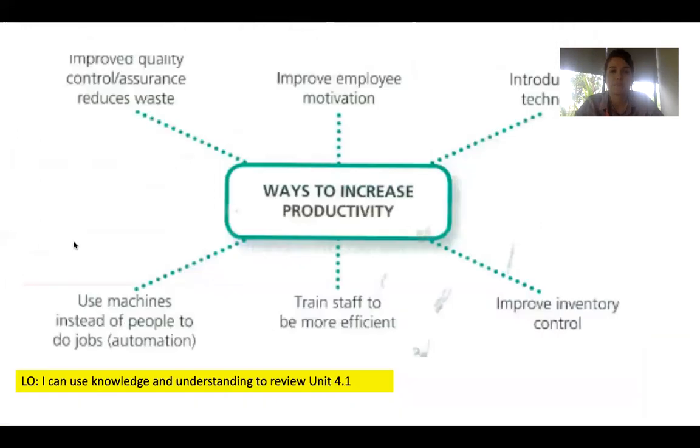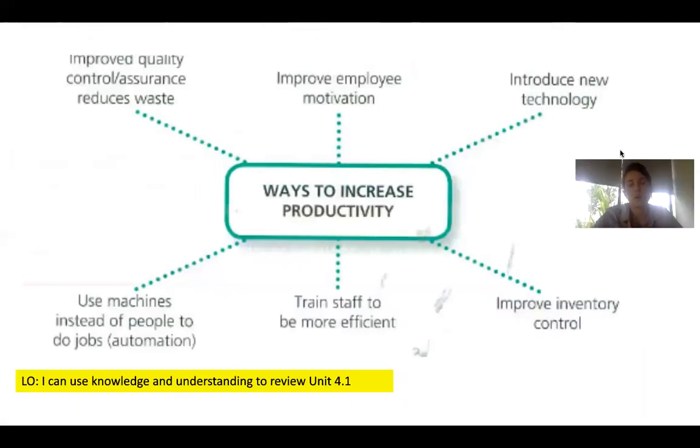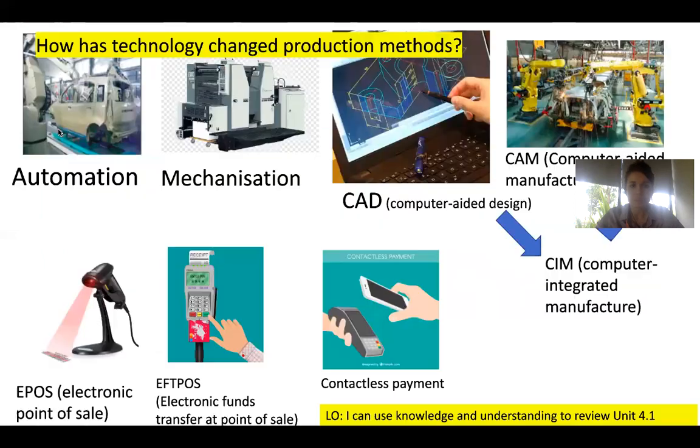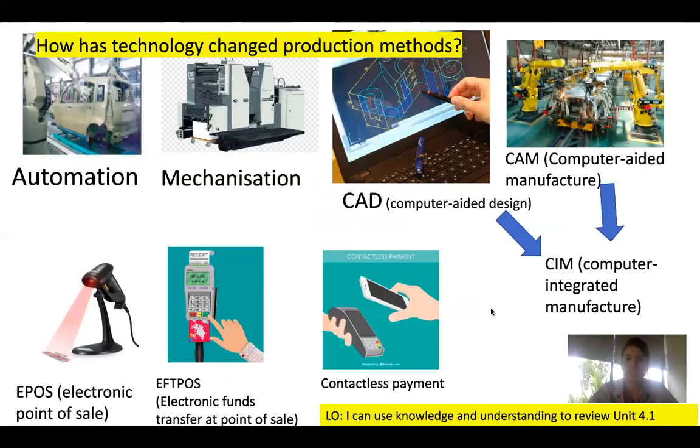There are ways to increase productivity. They are highlighted here. We've gone through all of these as well. So let's look at technology. So how has technology changed production methods? So we've got a few things.